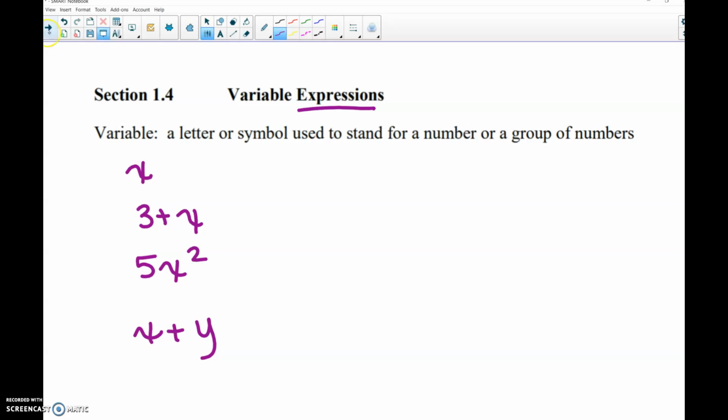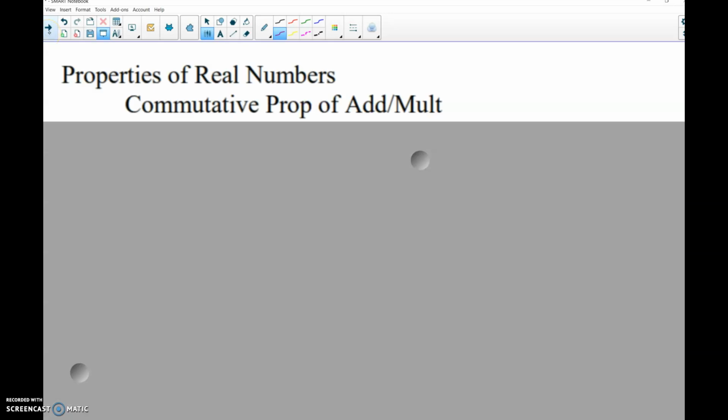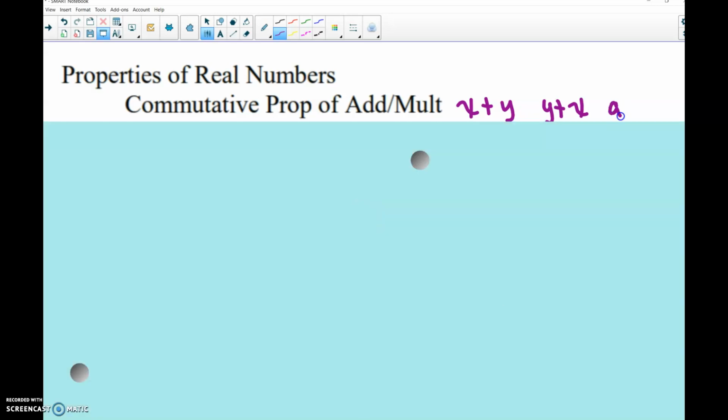So let's talk about properties of real numbers. Follow along, and I'm going to state the property and also give an example of what the properties are talking about. So the first one, commutative property of addition or multiplication. Commutative property means regardless of the order, the expressions will equal the same thing. So commutative property of addition, that would be something like x plus y and y plus x. Addition is commutative, so both of them mean the same thing. Same with multiplication. A, B, and B, A are both the same.